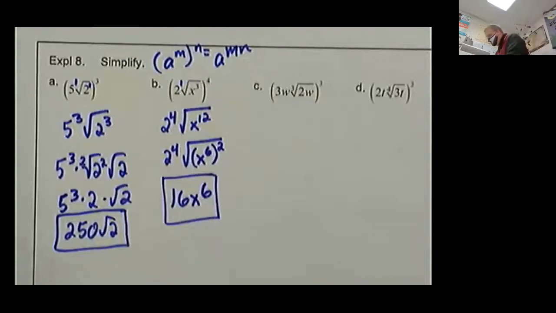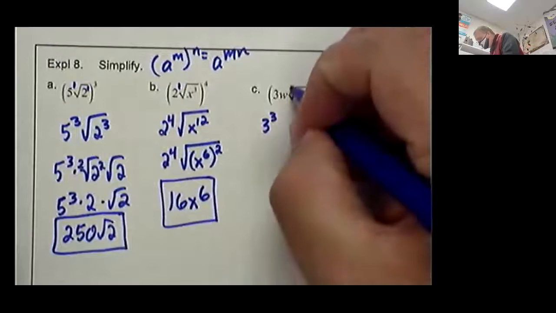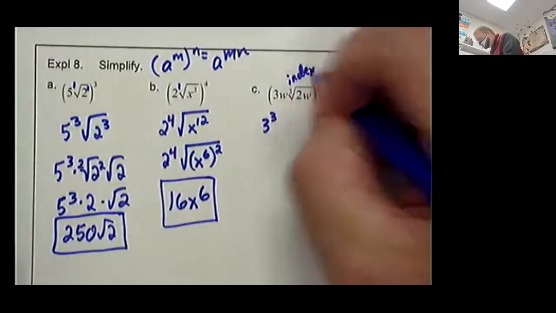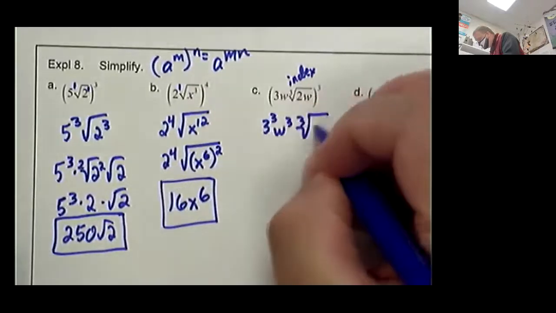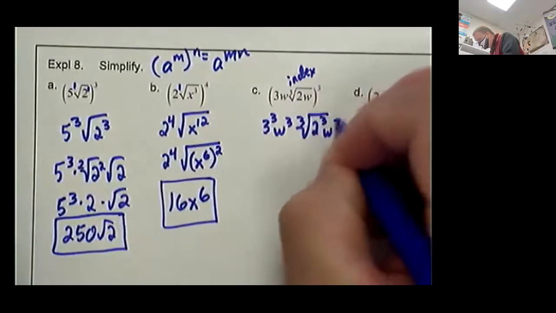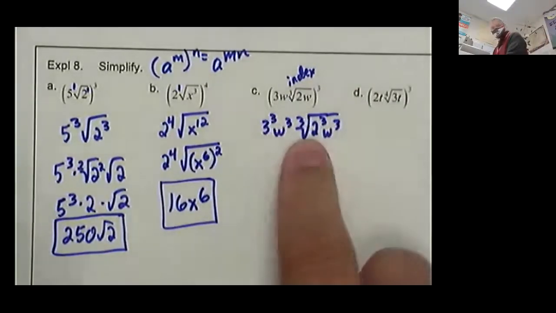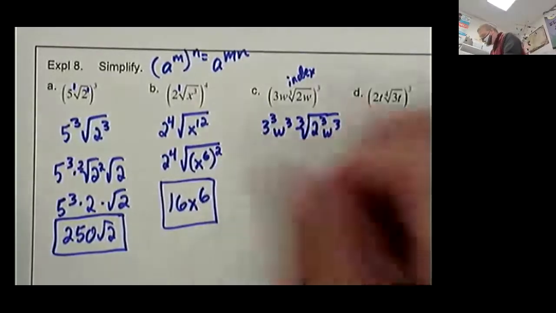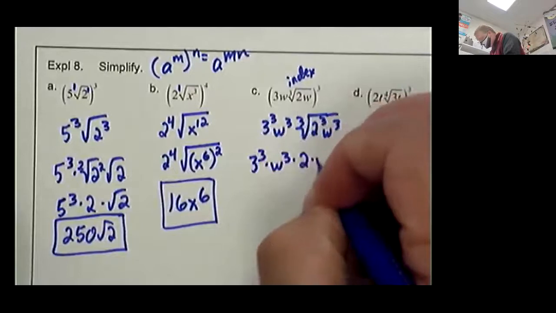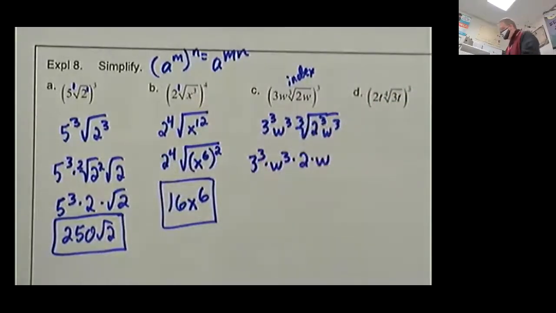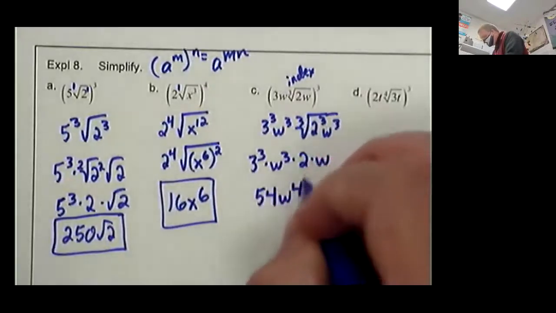Letter C, again, everything gets a power of 3. This is 3 cubed. The 3 is the index, not the power. So this is 3 cubed w cubed to the cubed root of 2 cubed w cubed. Well, here the index and the powers are the same. So that cancels the root. So we have 3 cubed times w cubed times 2 times w. We can simplify that. 3 cubed is 27 times 2 is 54 w to the 4th.